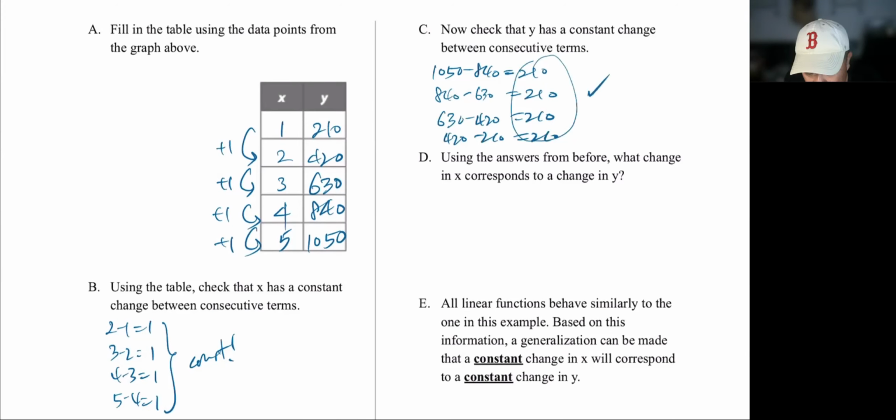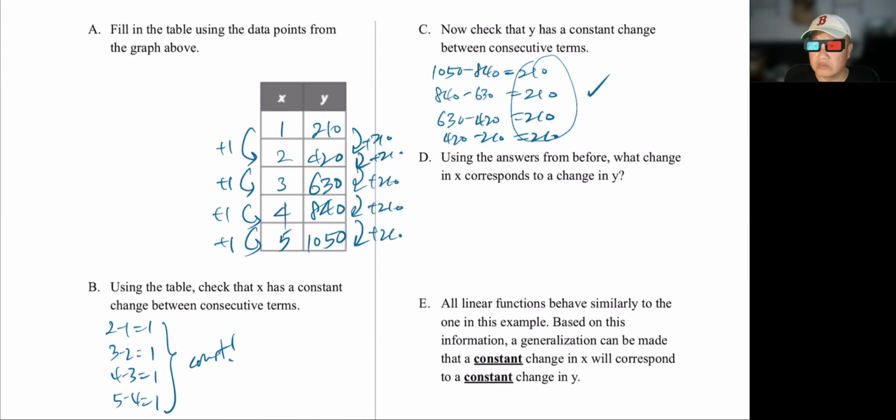Great. Another way to do that is quickly, you realize you're adding 210 right here. And from here to here, I added 210. From here to here, I added 210. And from here to here, I added 210. So either way, I'm okay with.